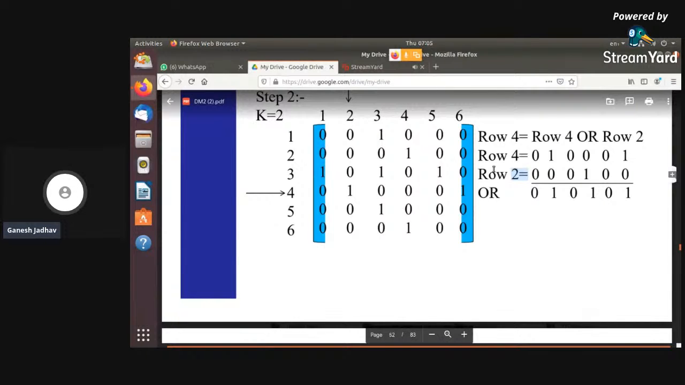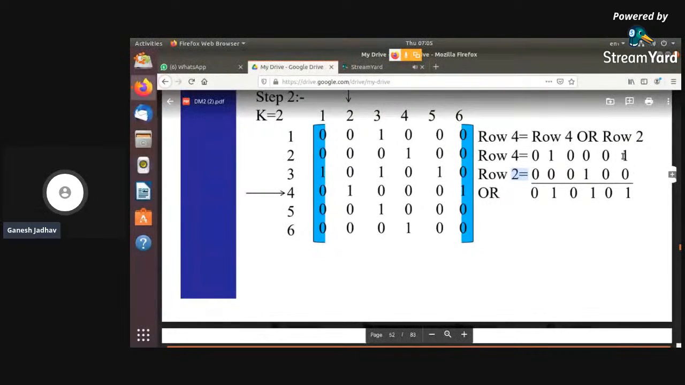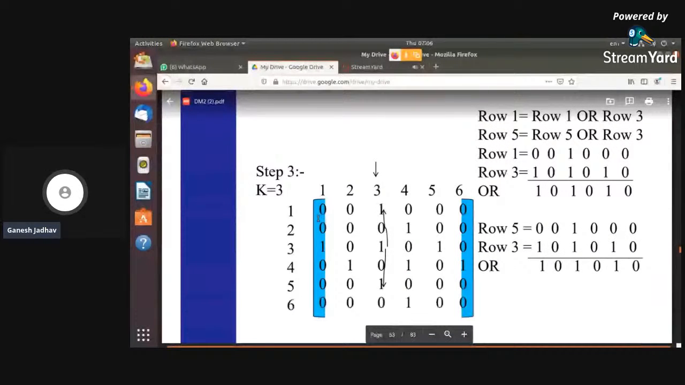0 OR 0 is 0, 1 OR 0 is 1, 0 OR 0 is 0, 1 OR 0... 0 OR 1 is 1, 0 OR 0 is 0, and 1 OR 0 is 1. So this is the modified row 4. So you can write the next matrix. This is the fourth row, and all the rows are written as per your above matrix, but only the fourth row is modified.